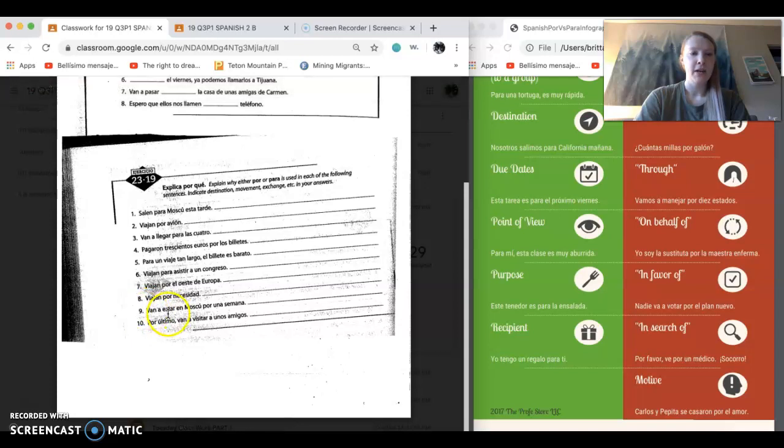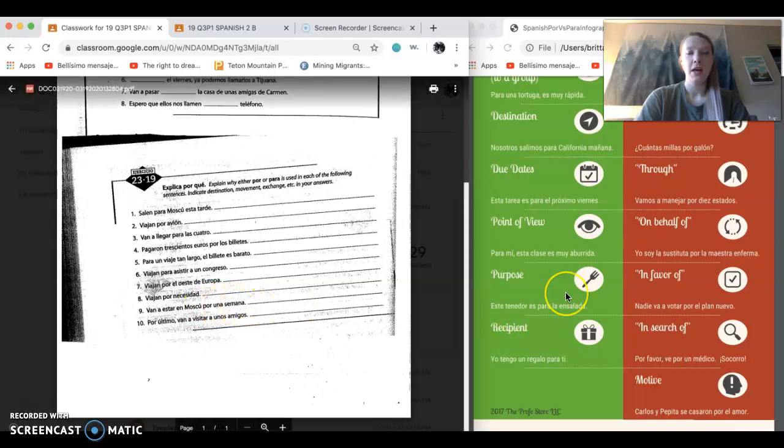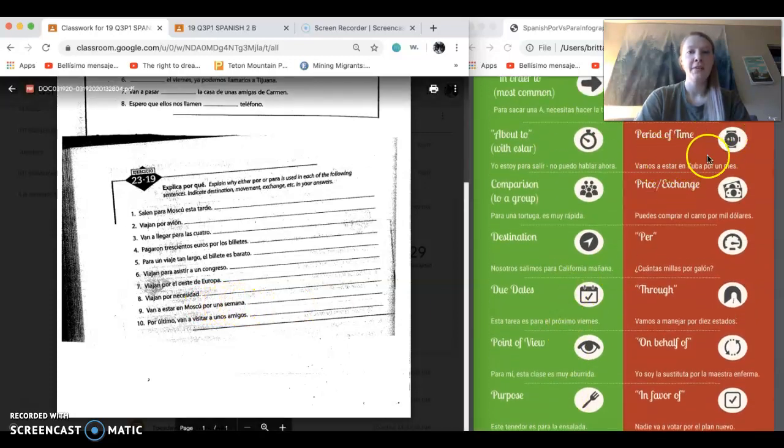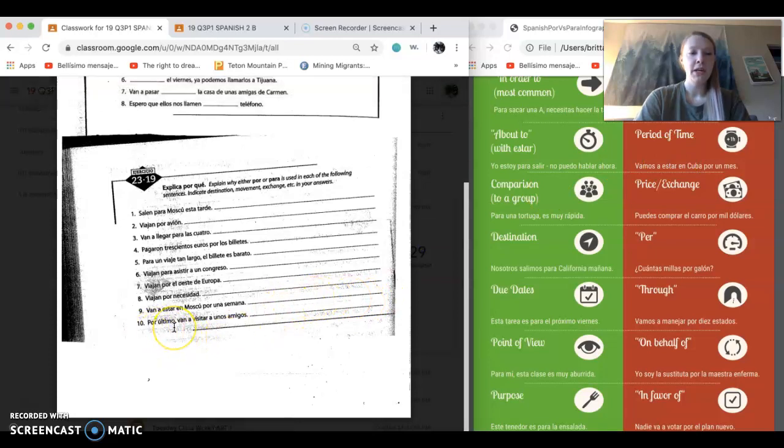Number 9, van a estar en Moscow por una semana, for a week. That is a period of time. Okay, so period of time. The last one, I personally could not give you a reason. It's just an expression, por último. Okay, so if you write down expression here, another thing that I was thinking is that it's period of time, but really it's not. So if you just write expression here, that would be perfect.